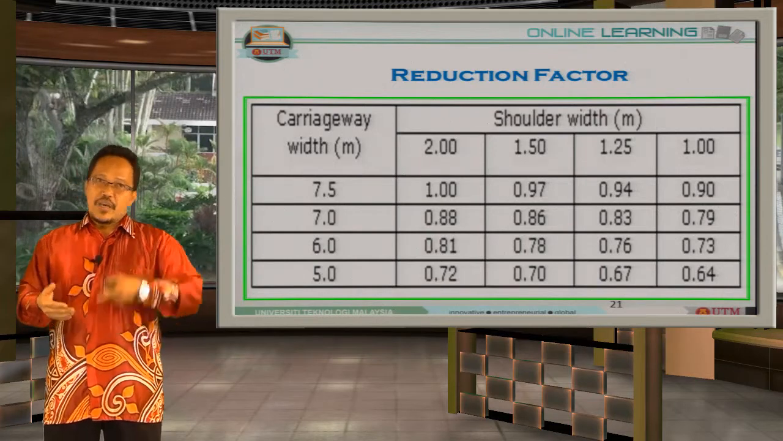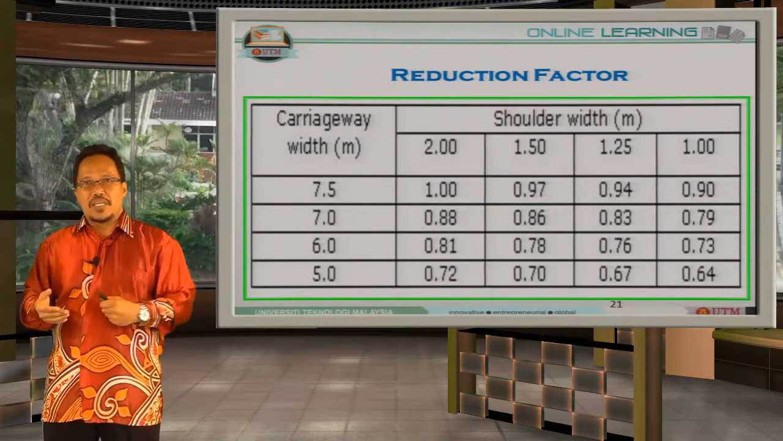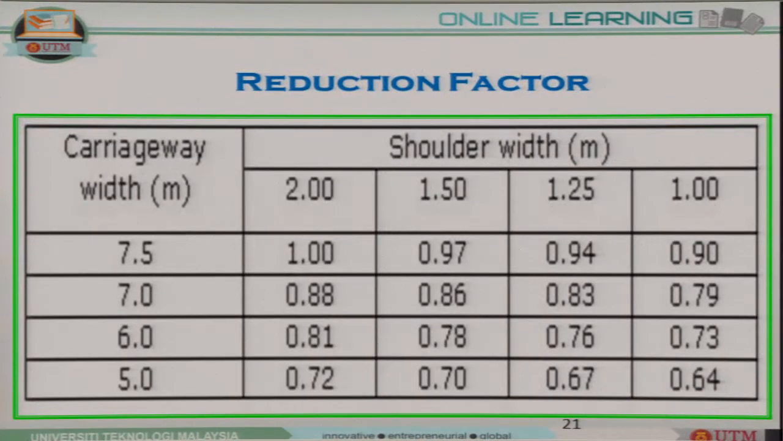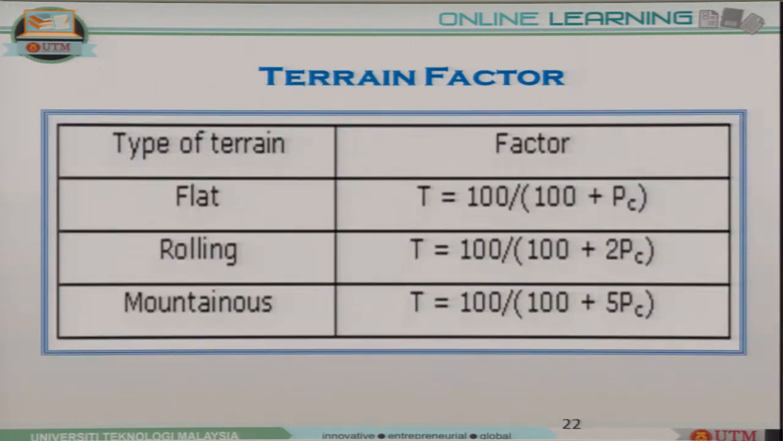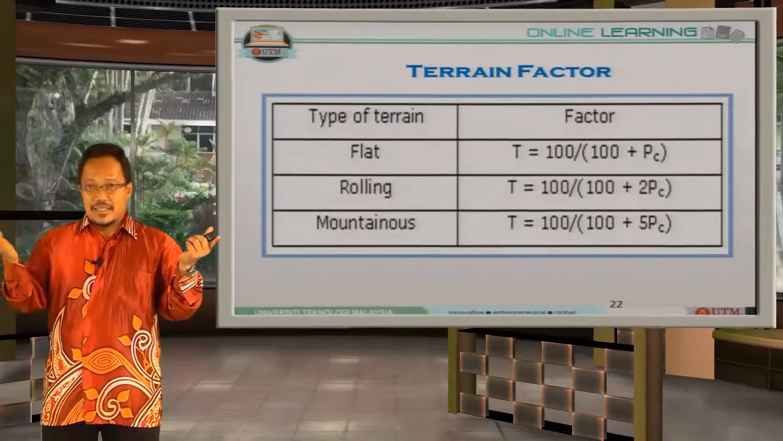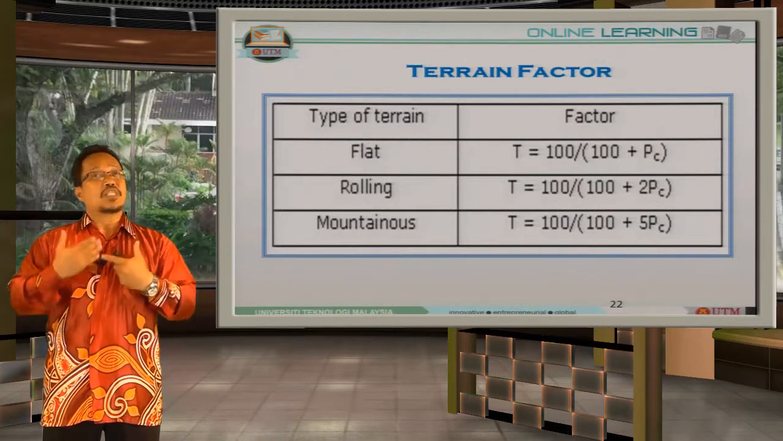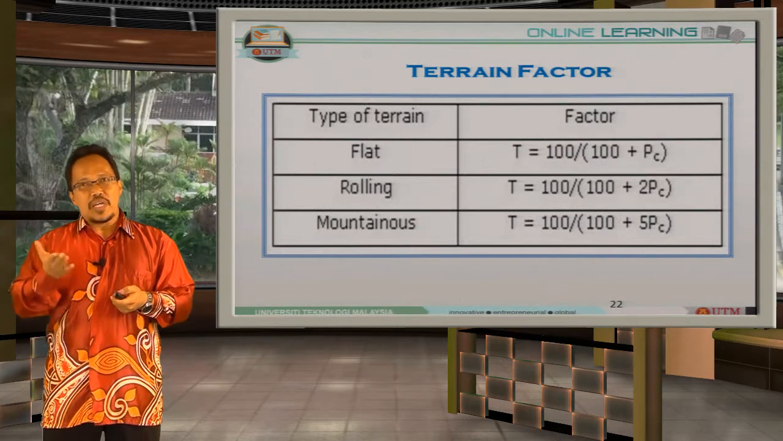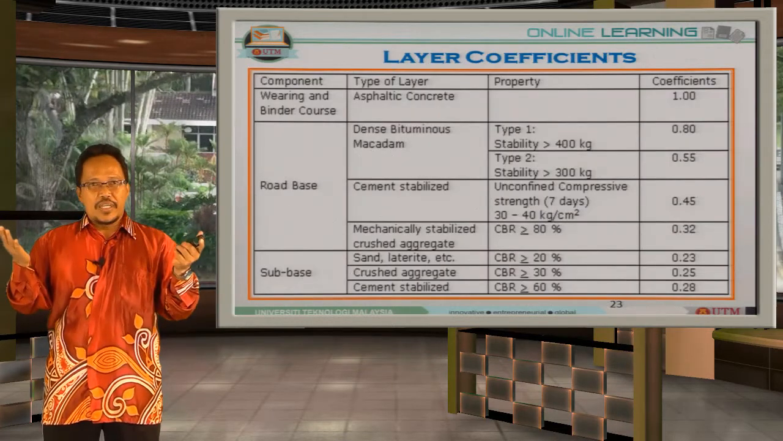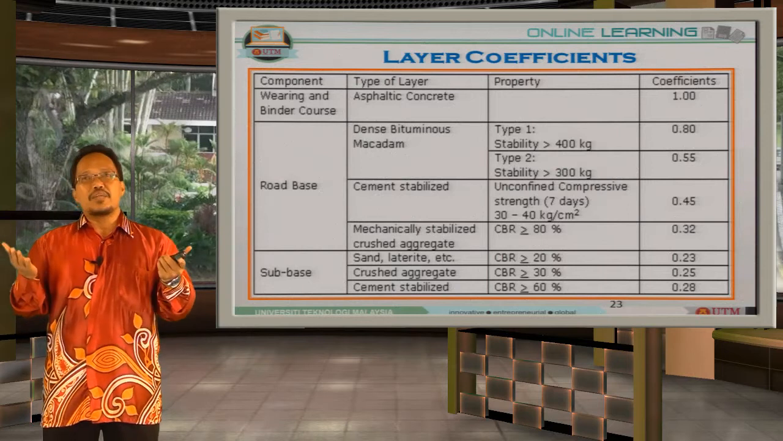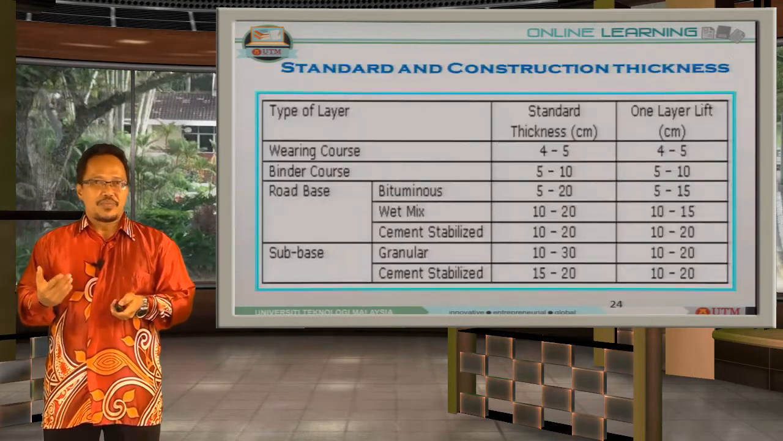Reduction factor: if you have the standard carriageway of 7.5 meters with shoulder 2, meaning there's no reduction factor. But if your carriageway width is less, then there's going to be a reduction factor. Why? Because now you cannot drive as easily as on a very wide road. Terrain factor: of course, flat, nothing to it. But when it's rolling or mountainous, then the vehicle will be slow. So that's why you put the terrain factor in. The layer coefficient: for the material to be used, just select the material and select the coefficient.